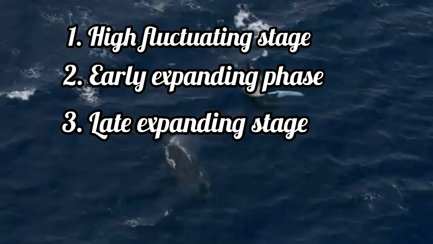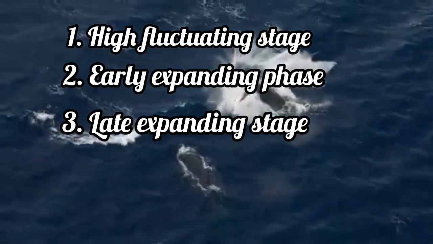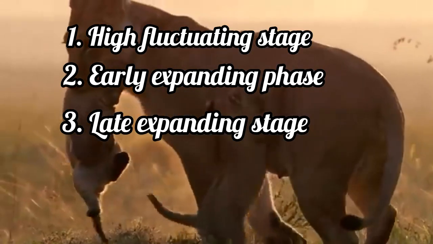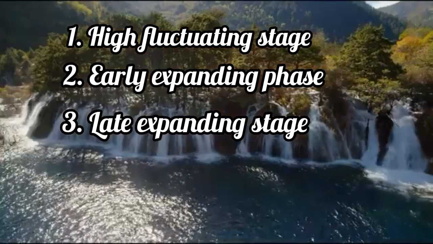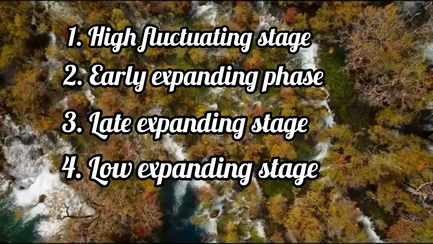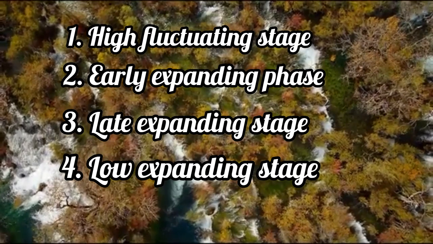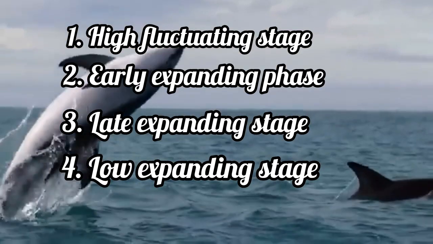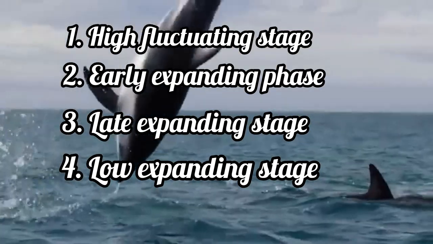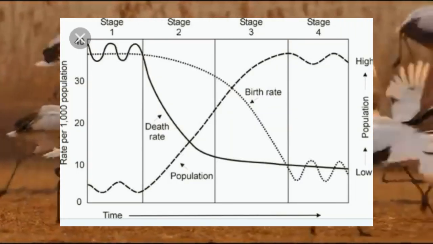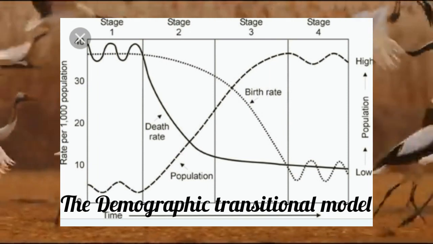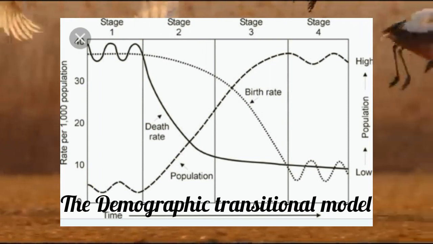Now, why would birth rate fall? Due to improvement in family planning, the use of contraceptives. Lastly, the low expanding stage. At this stage, birth rate and death rate rapidly fall or are very low. Then you bring out the diagram that shows the 4 stages, and you bring in its title, the demographic transitional model, as you can see on the screen.